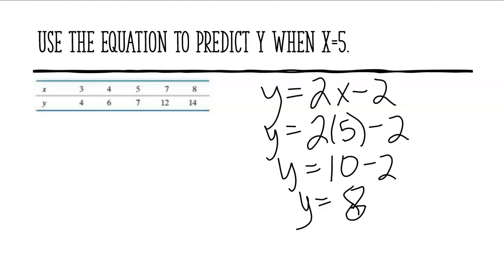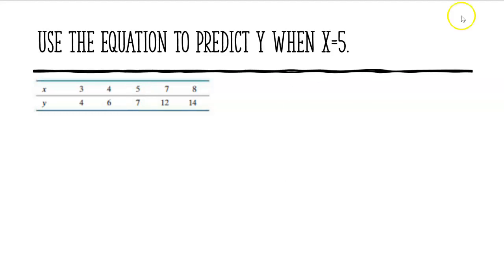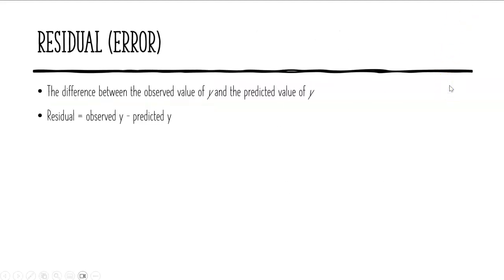However, as we can see in our data, our observed data for 5 is 7. And so the point I'm trying to make here is that your prediction may not always be accurate. You may end up with a little error, and that error is called the residual. The residual is the difference between the observed value of y and the predicted value of y. And it's written like this: residual is equal to observed value of y minus predicted value of y.